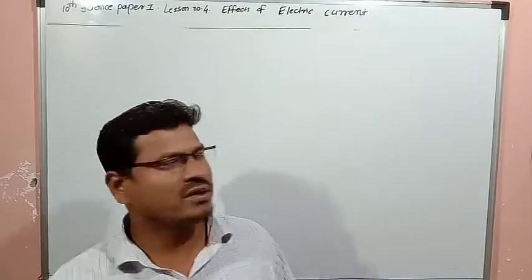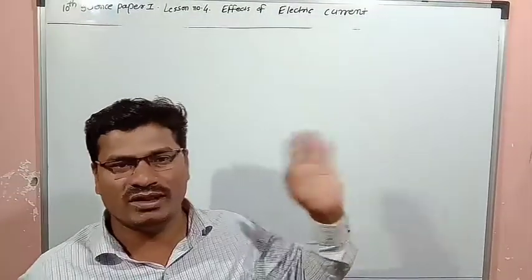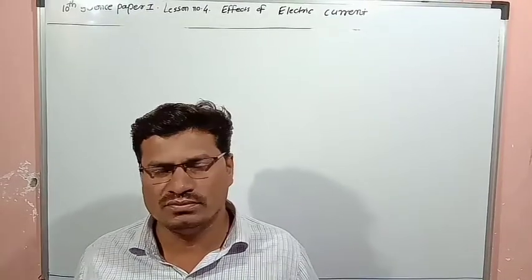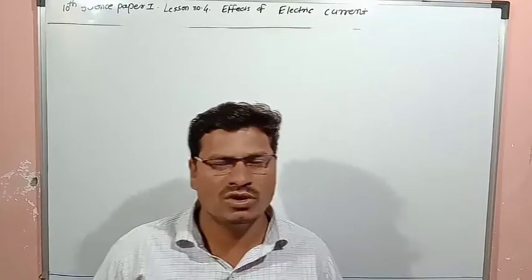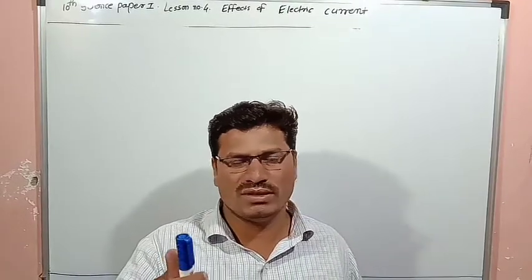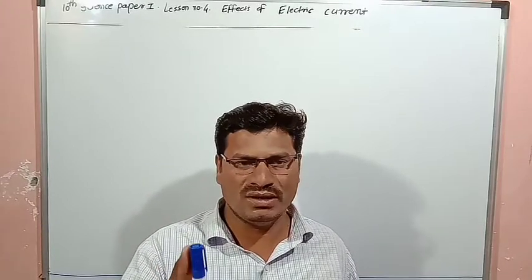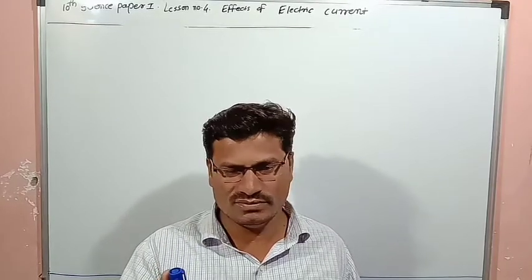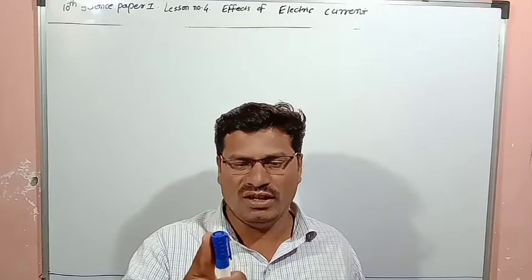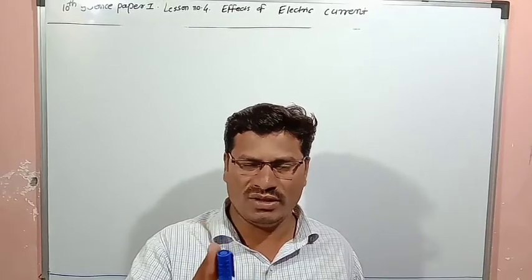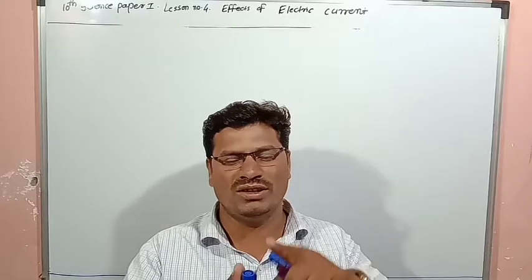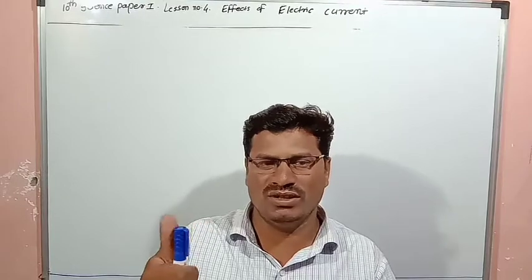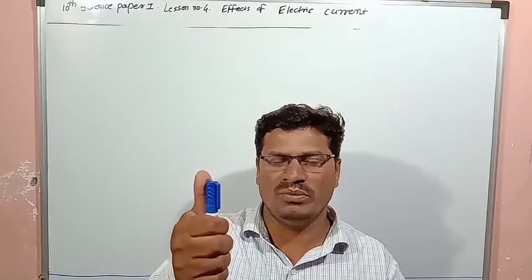Hello students, we are learning lesson number 4, effects of electric current. Before this we have studied the right hand thumb rule. What is the right hand thumb rule? Suppose you hold a current carrying conductor in your right hand such that the thumb points in the direction of electric current, and the curled fingers around that conductor show the direction of the magnetic field.